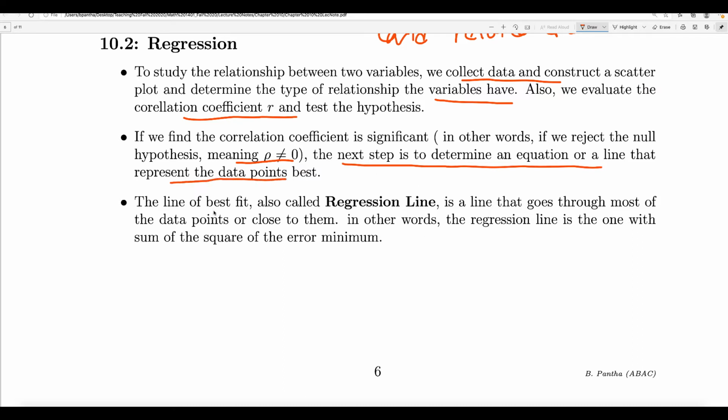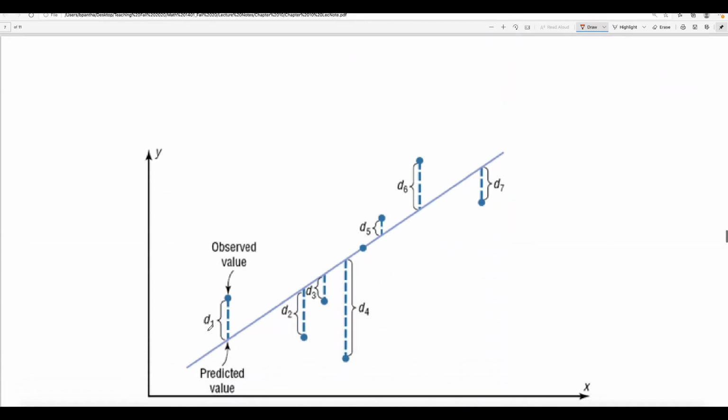The line of best fit, also called the regression line or sometimes the trend line, is a line that goes through most of the data points or close to them. In other words, the regression line is the one with the minimum sum of squares of the error. So suppose you plot the x and y data.